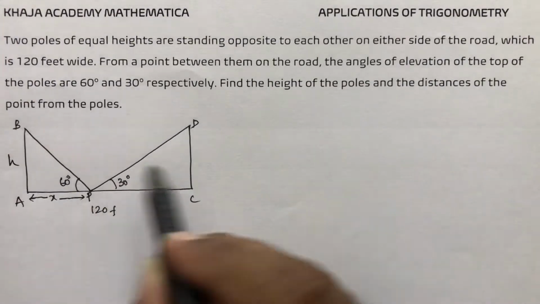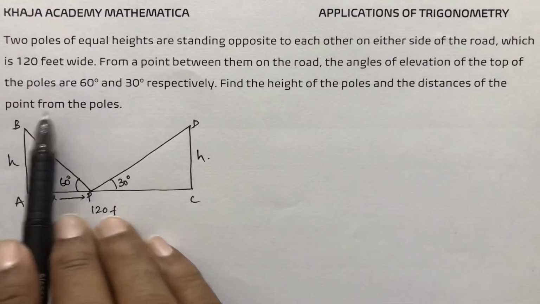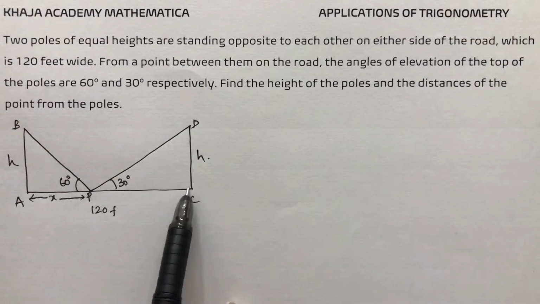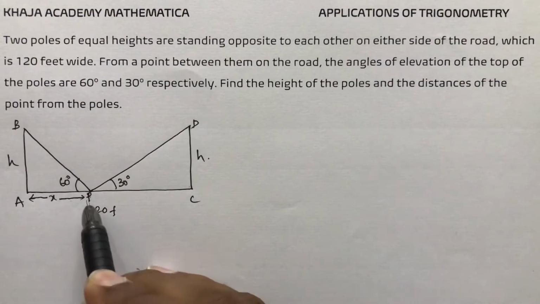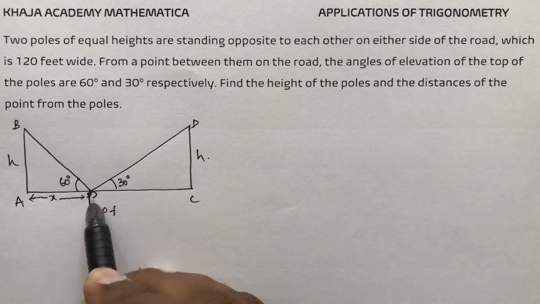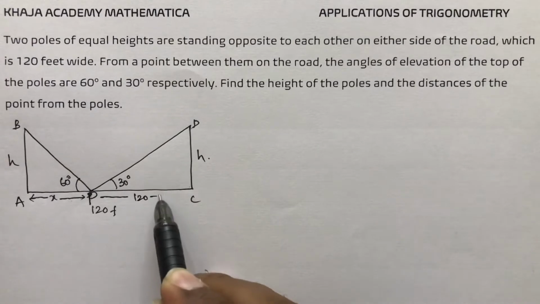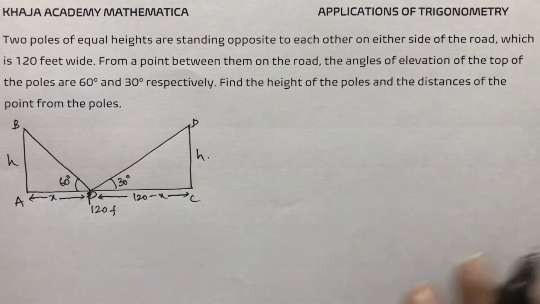So height of the pole considered as H, and the distance of the point from the poles. This position from this pole it is at what distance, and from this pole it is at what distance, we have to tell. Total is 120. Okay, this is P. This PC will be 120 minus X.